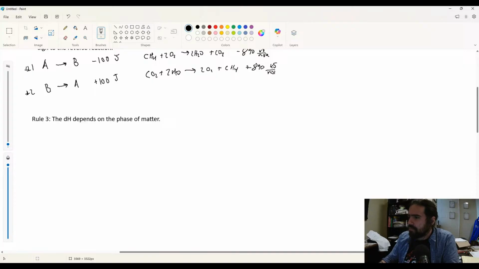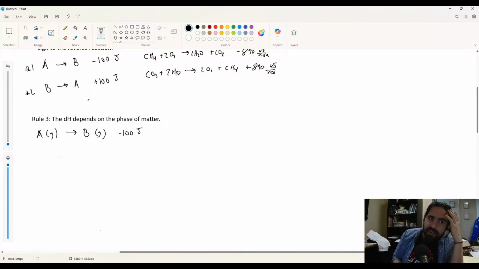First things first, it means that, let's say I do a chemical reaction. Where's my pen? There we go. Let's say I have A, and that's a gas. And that gets converted into B, which is also a gas. And let's say that it has some change of enthalpy associated with it. Let's make up a number, 100 joules. Okay. Now, let's say I cooled these things and turned them into liquids. The A liquid and the B liquid.